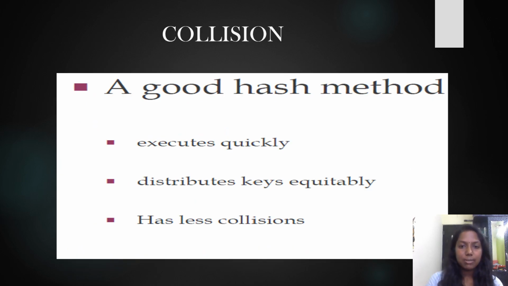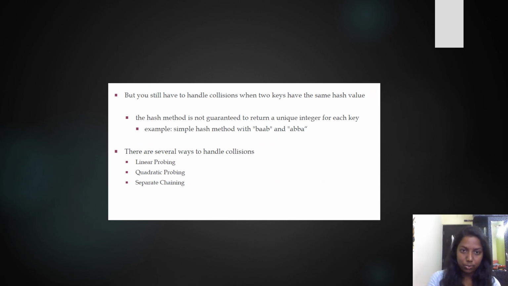Now, a good hashing method executes quickly, distributes the keys equitably, and has fewer collisions. So what are these collisions? We still try not to have collisions, but they occur when two or more elements have the same hash value.